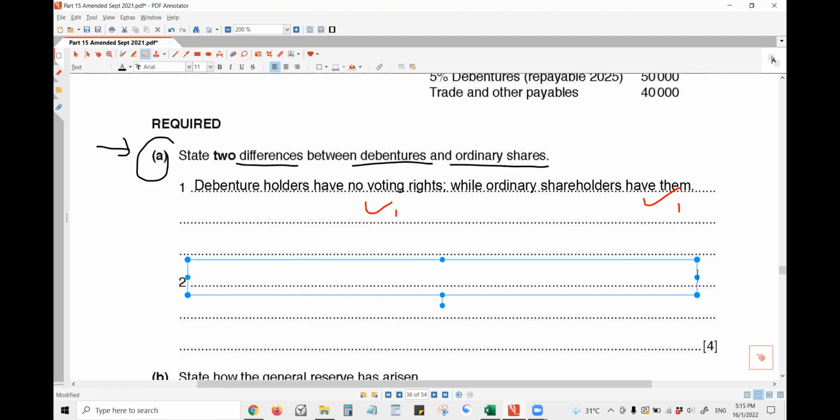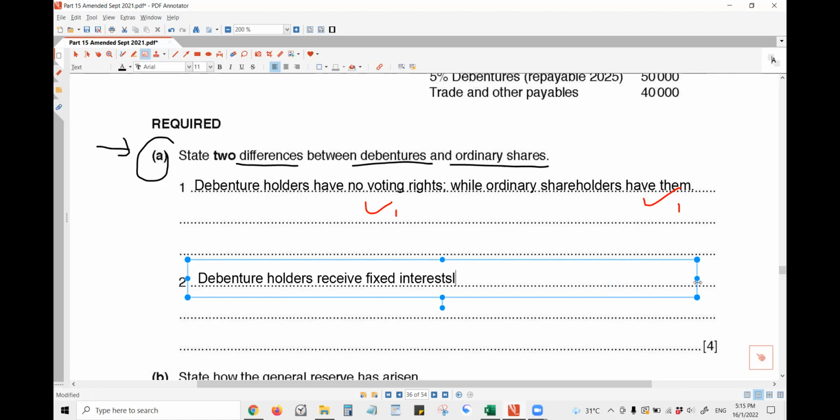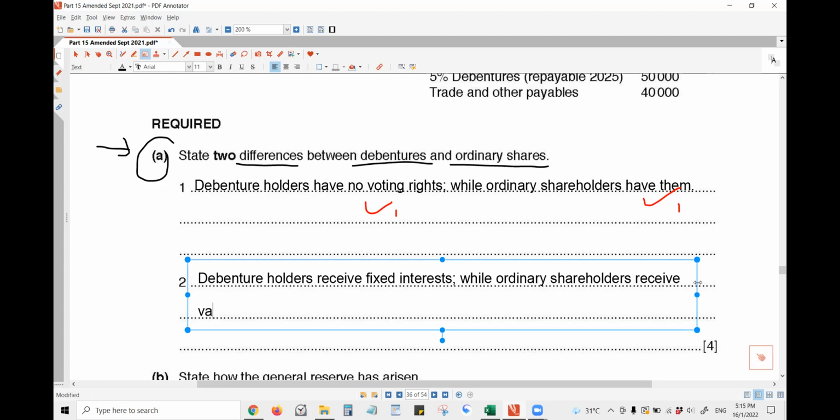Next, we can talk about the fixed and variable component. The thing about being fixed and variable. You write debenture holders, variable dividends. Don't get confused between dividends and interest. Dividends are received by shareholders, interest are received by debenture holders.